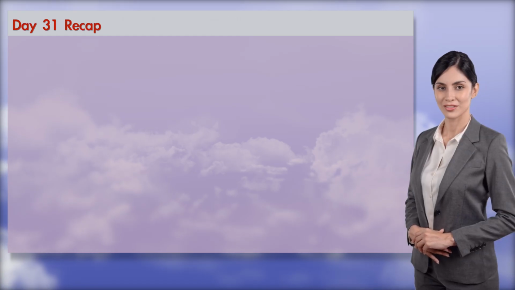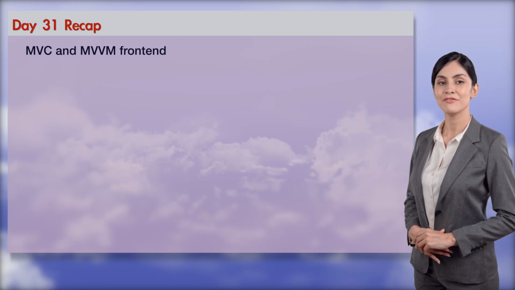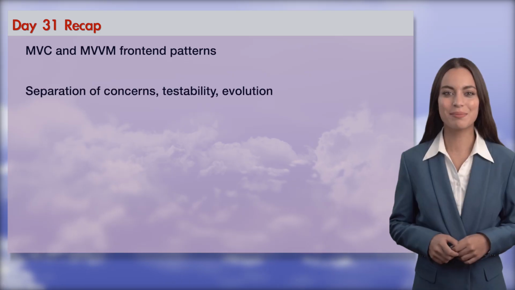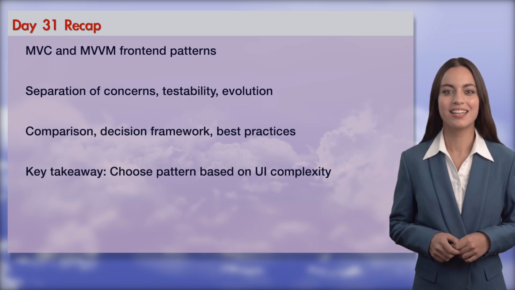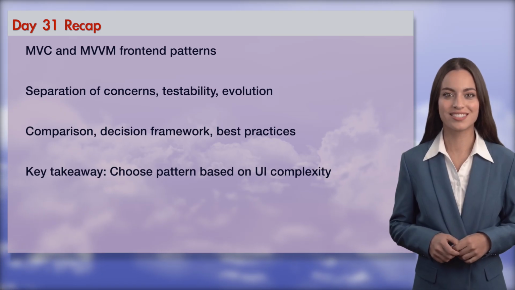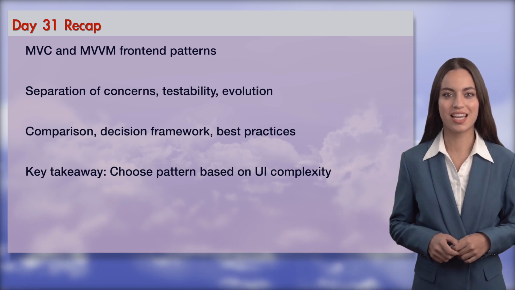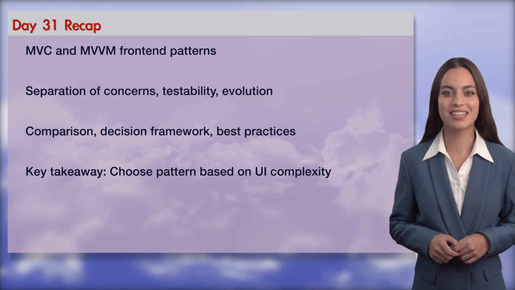Recapping Day 31, we explored MVC and MVVM as foundational front-end architecture patterns. Detailed comparison, when to use each, hybrid approaches, and best practices. The key takeaway: select MVC or MVVM or modern equivalents based on your UI complexity, team experience, and performance requirements to keep front-end code maintainable and scalable.